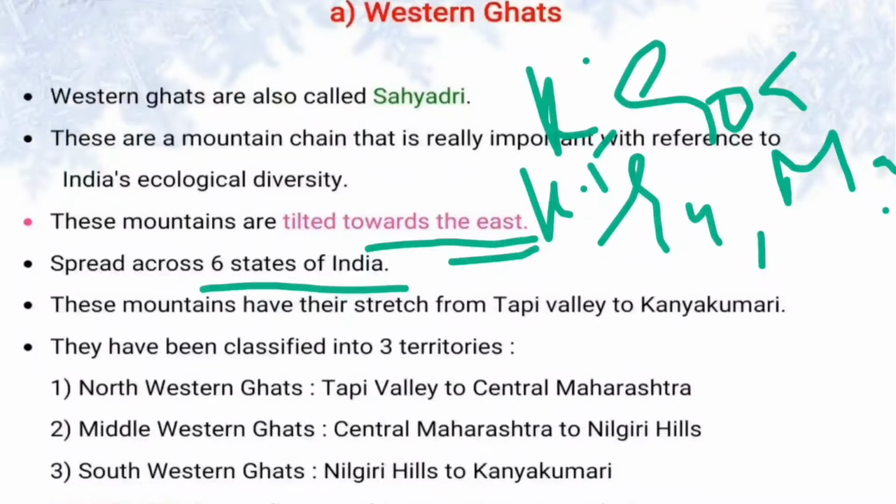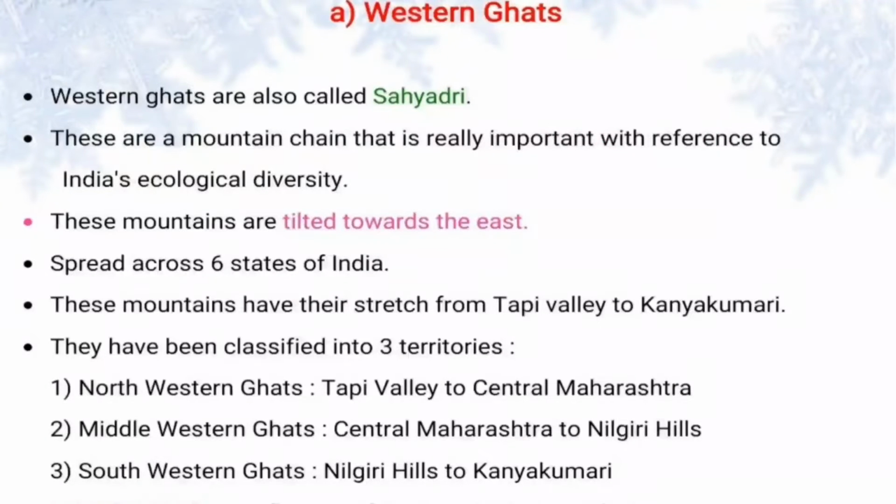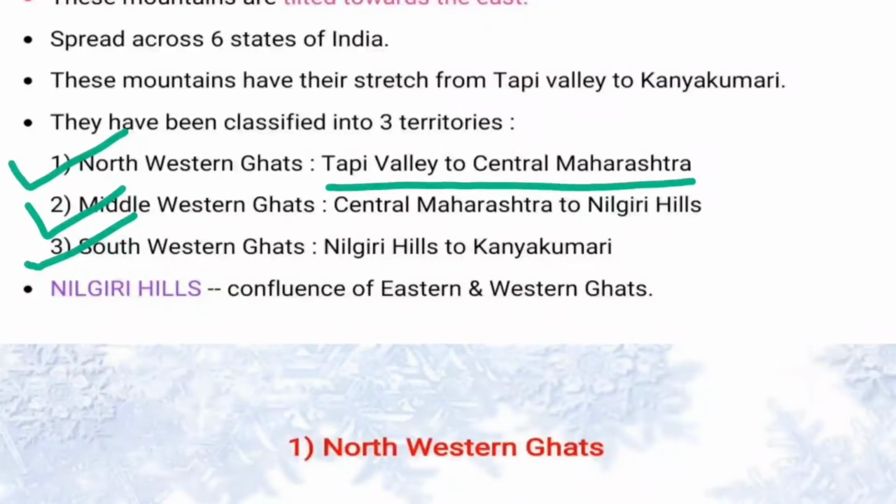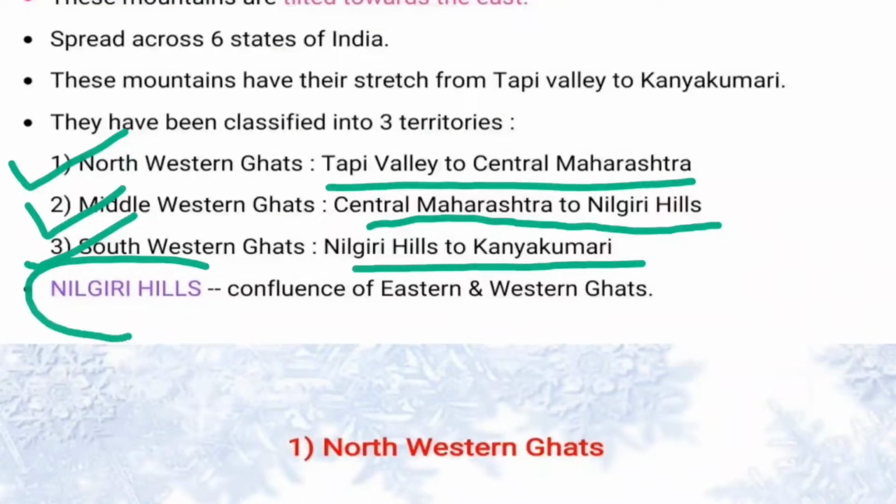and Tamil Nadu. Now, these mountain ranges are stretched from Tapi Valley to Kanyakumari, and they make up the 3 territories of the Western Ghats, and they are classified as the Northwestern Ghats, the Middle Western Ghats, and the Southwestern Ghats. The Northwestern Ghats start from Tapi Valley to Central Maharashtra. The middle one starts from Central Maharashtra to Nilgiri Hills, and Southwestern Ghats start from Nilgiri Hills to Kanyakumari. Nilgiri Hills lies at the confluence of the Eastern and the Western Ghats.